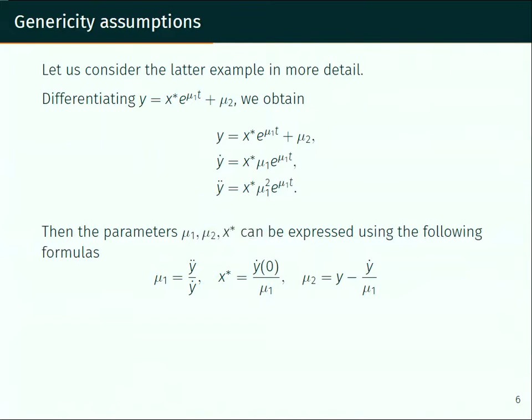What I want to point out right now is that all these formulas have denominators. So in principle, this nice scheme of finding parameters might fail if some of the denominators vanish. What we'll talk about today is identifiability in the generic case, so generically they don't vanish. If mu1 is equal to 0, it's a very special degenerate case, and your exponential growth is actually constant.